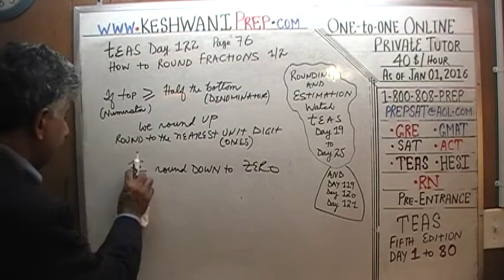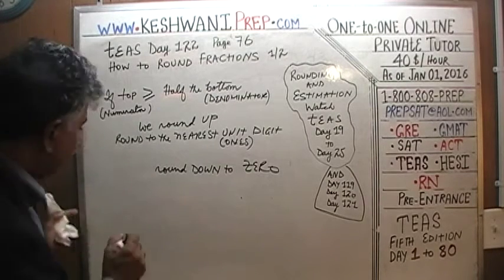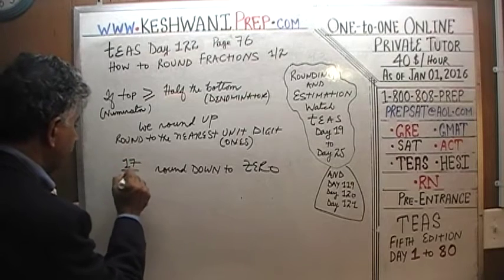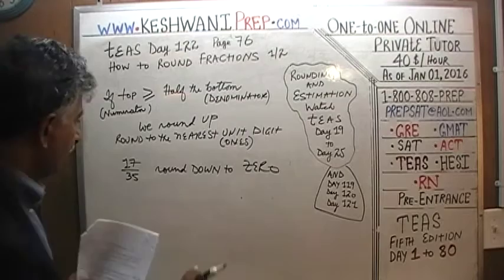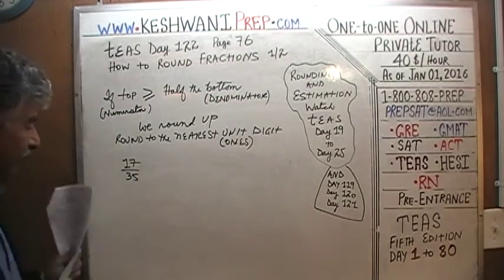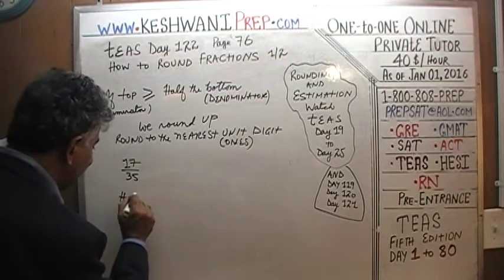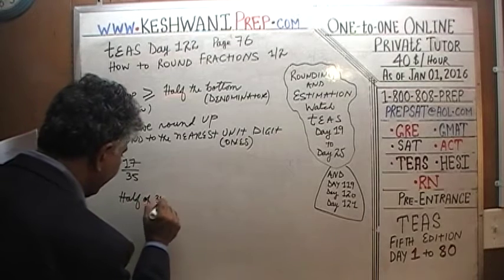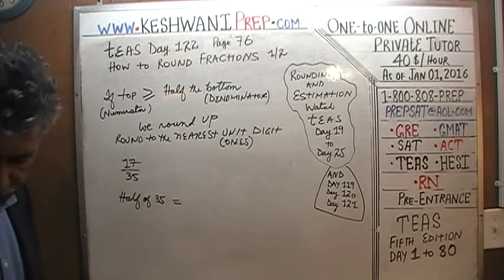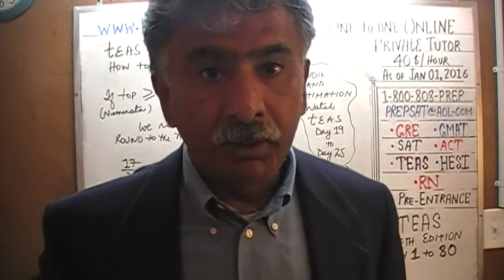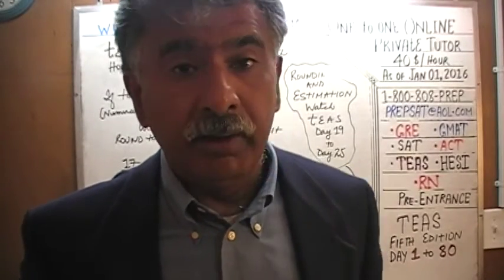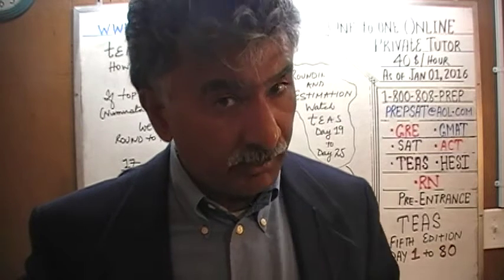How about 17/35? What is half of 35? Half of 35 is how much? Well, don't look at me. How do I know? I know half of 34. That I can figure out in my head. 34 I can figure out.